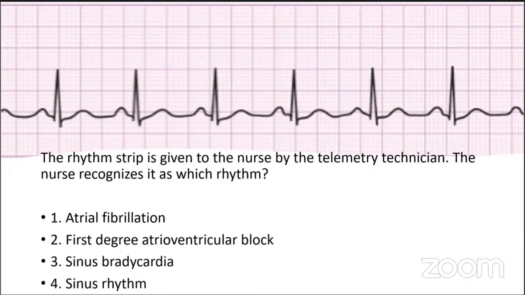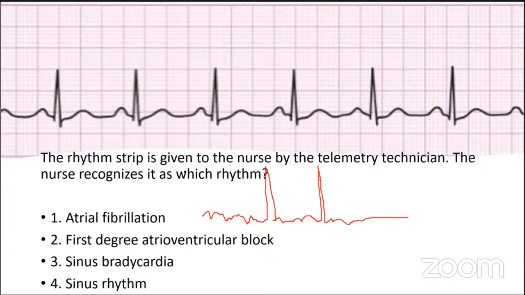Yesterday, we talked about atrial fibrillation, and we said that the atria are fibrillating. Again, you are going to see those fibrillatory waves, and then you see a narrow QRS complex. And then we see those fibrillatory waves again, and then those narrow QRS complexes. That's your atrial fibrillation. So this is not atrial fibrillation.